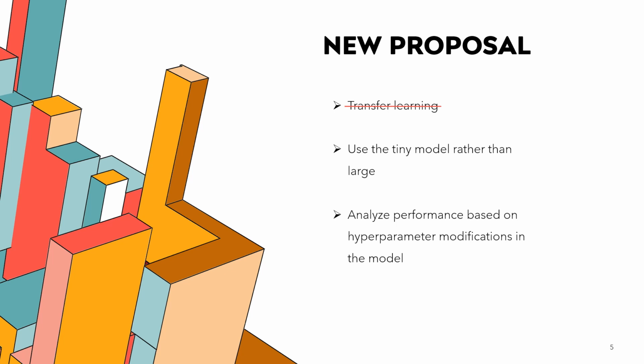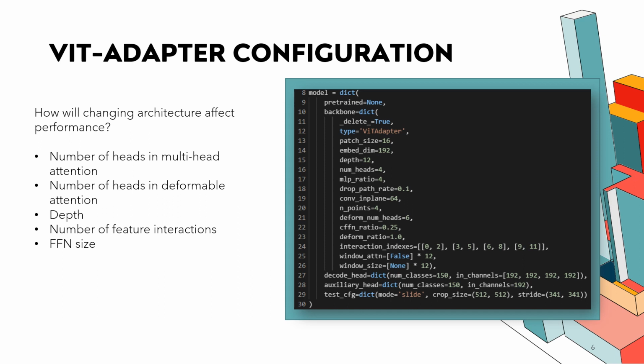So we found the VIT-Adapter Tiny for semantic segmentation, which was pre-trained on the ADE20K dataset. The new proposal was to make changes to hyperparameters in this model, and then train the model with the new parameter changes and analyze the performance based on the hyperparameters that were changed. Looking at the VIT-Adapter Tiny configuration file, there are plenty of hyperparameters to make adjustments to. For this project, we will be looking into a few of them to see how the model performance is affected.